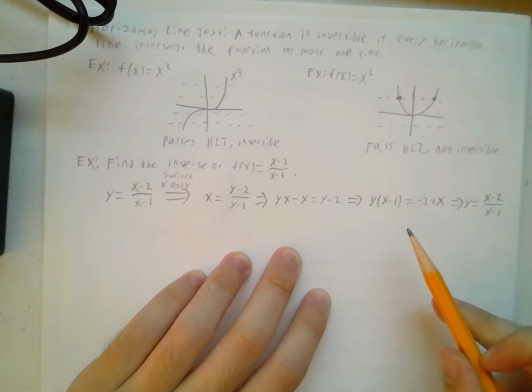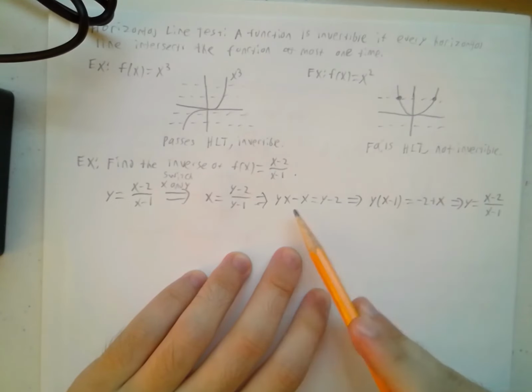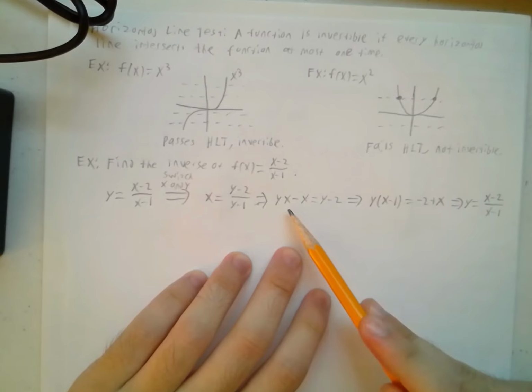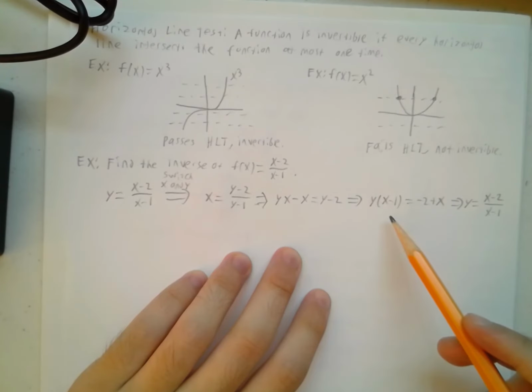I feel like I've made a mistake somewhere. This isn't what I got in my notes. Let's see. So you move this to the other side. yx minus x equals y minus 2. Factor out the x. Alright, bring y to the other side. So we get x minus 1 equals 2. Okay, so I don't see that I've made a mistake, so this seems to be all right.